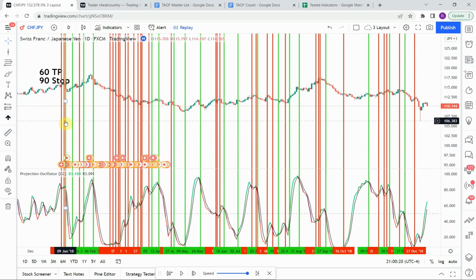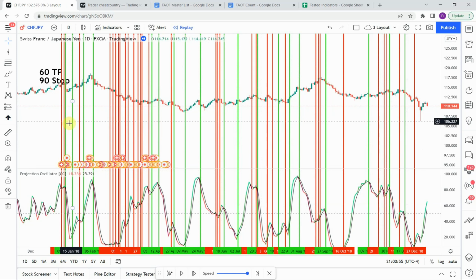So we have 1, 2, 3, 4, 5, 6, 7, 8, 9, 10, 11, 12, 13, 14, 15, 16, 17, 18, 19, 20, 21, 22, 23, 24, 25, 26, 27, 28, 29, 30, 31, 32, 33, 34, 35, 36, 37, 38, 39, 40, 41, 42, 43, 44, 45, 46, 47, 48, 49, 50, 51, and 52. So we have 52 trades all together.